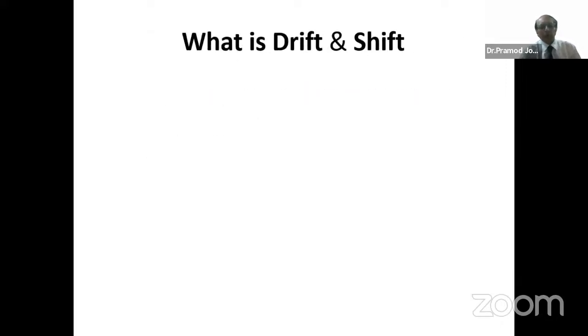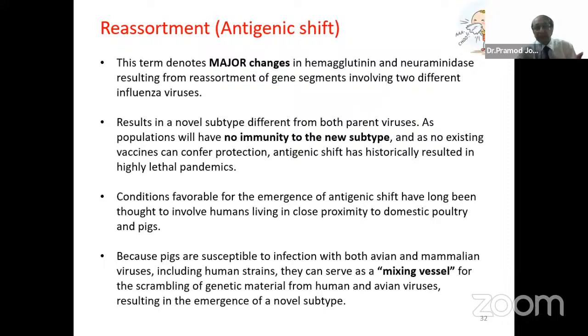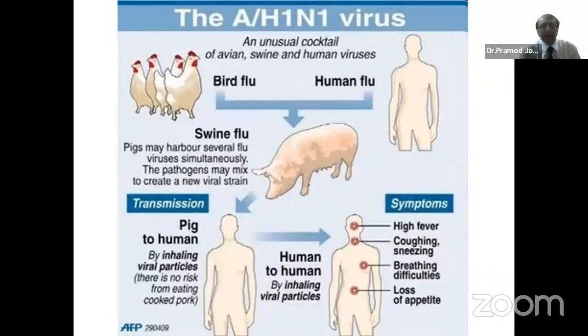Okay, as I told you, this particular antigenic drift is nothing but a minor change in the hemagglutinin and the neuraminidase, which occurs from mutation in the RNA segments, and that involves no change in the serotype. That means there is only an alteration of the amino acid sequence of this hemagglutinin or neuraminidase, while the major change is the one where there is antigenic shift. As I told you, that occurs when the mixing of these different viruses happens in the pig's body. So that is the one.